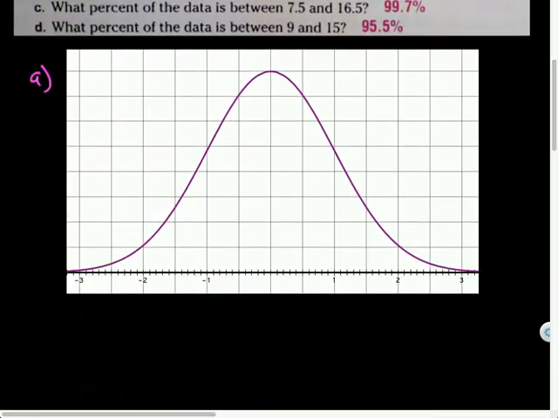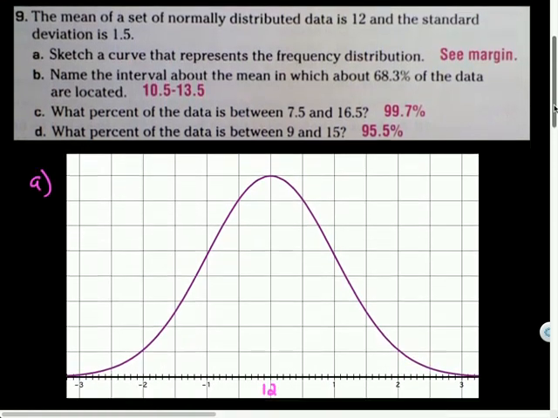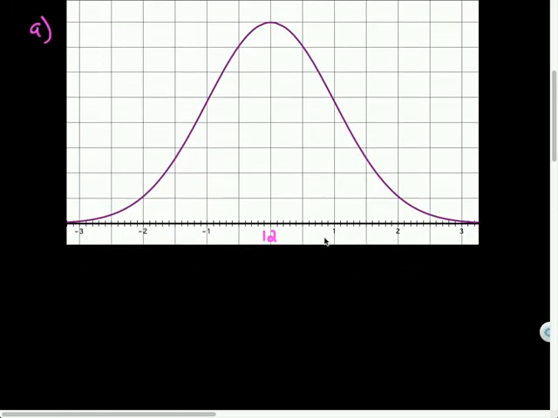So let me label this. I'll label this 12 here. Right, would have been my mean sort of concept right there. And if the standard deviation, this would be one standard deviation away. This is what that 1, 2, and 3 mean. But let's label our axis in terms of units. If the standard deviation is 1.5, then this would have been 13.5. This would have been 15, right? And then 16.5 over here.